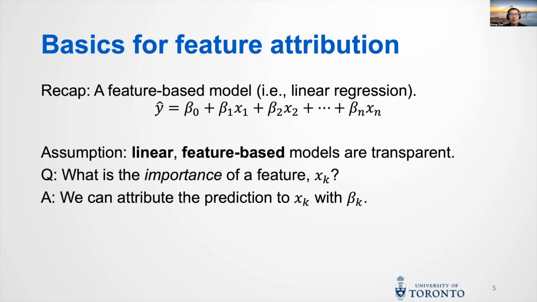In a linear regression model, the features are transparent. For a trained model, you know the importance of a feature. The importance of feature xk is exactly beta k. And we can attribute the prediction of the linear regression system to xk with the importance beta k. Further, with ANOVA, we can compute how much of the variance in the output can be explained by the variance in this input.